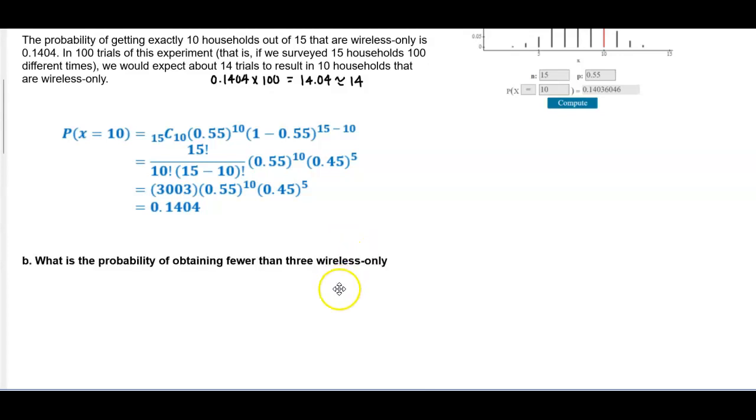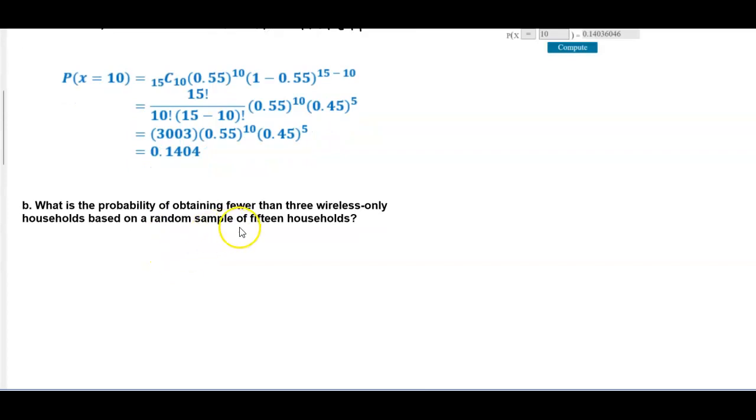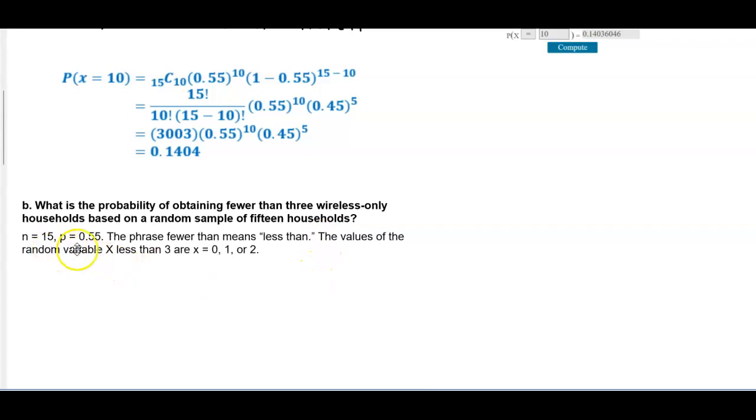Now let's take a look at Part B. Part B says, what is the probability of obtaining fewer than 3 wireless-only households based on a random sample of 15 households? It's really important to understand what you're doing here. n is equal to 15, p is equal to 0.55. The phrase fewer than means less than. So the values of the random variable x less than 3 are x equals 0, 1, or 2. That means you're looking for the probability of x being less than 3.